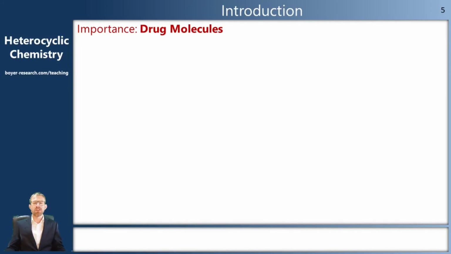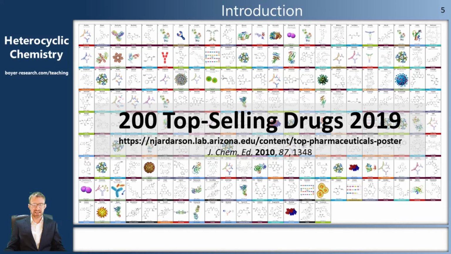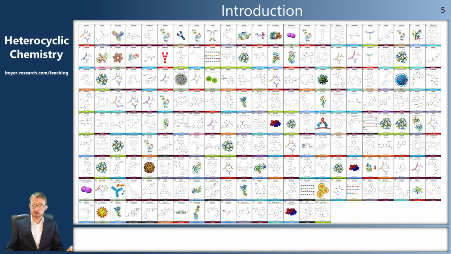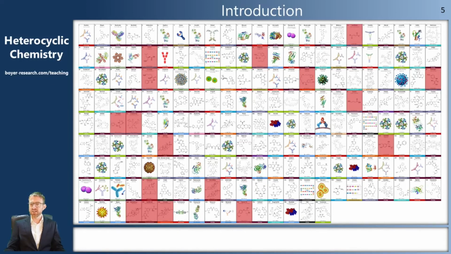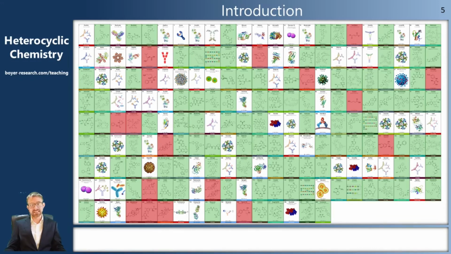So given the importance of heterocycles, and especially in natural settings, it is no surprise that drug molecules often contain heterocycles. If we look at the 200 top-selling drugs of 2019, and you can look at this yourself if you follow the link to the poster, what we'll find is of those 200 drug molecules, there is only very few that contain no heterocycles. Here, they're labelled in red. The ones in green all explicitly contain a heterocycle, whereas the ones in white are biological molecules, things like proteins, and we've seen already that amino acids contain heterocycles.